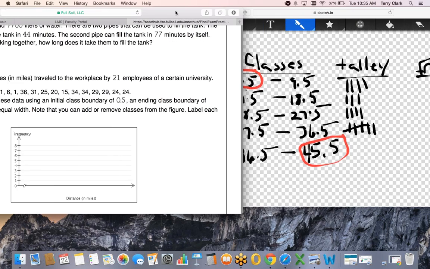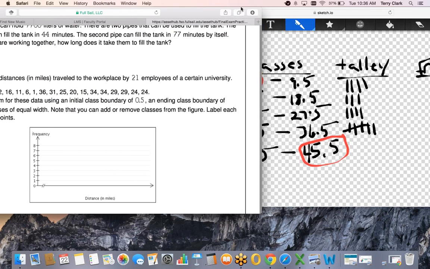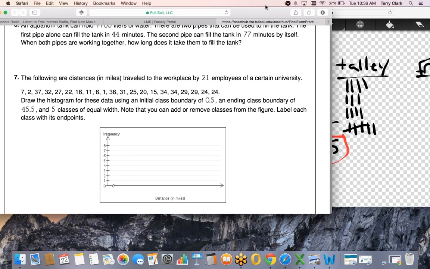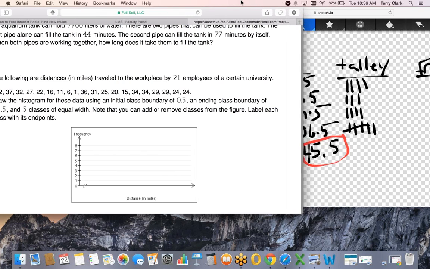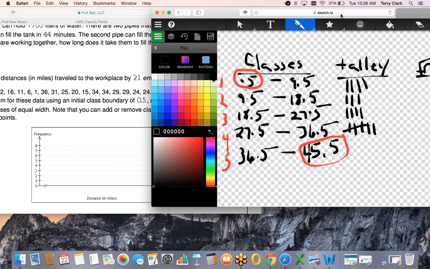Okay, so I got the number 7 fell in the first class. The number 2 fell in the first class. The number 37. Let me remark them with a red this time. Okay, so I said 7 and 2 right here.